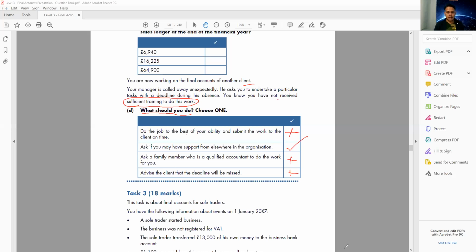You don't tell the client that your deadline will be missed, because when your manager comes back, your job will be no more. So if your manager said to do it, you have to find the way to do it inside the organization. Otherwise, you tell your manager, I couldn't do it. But don't say anything to the client. That would be more risky.